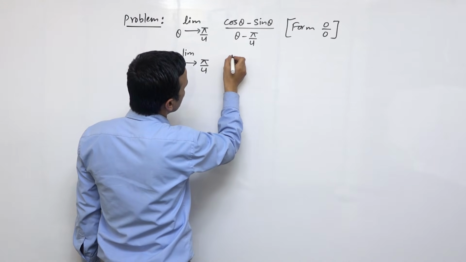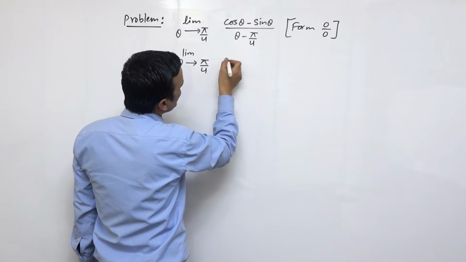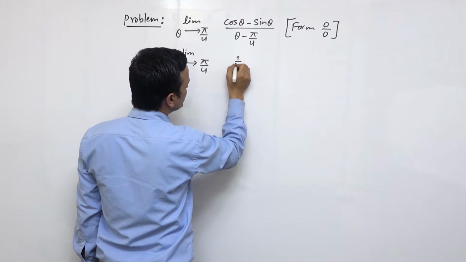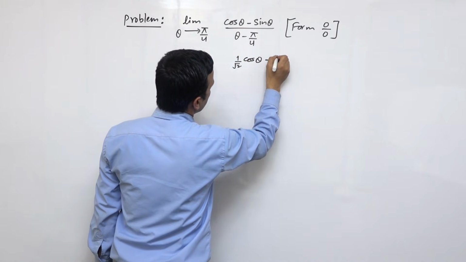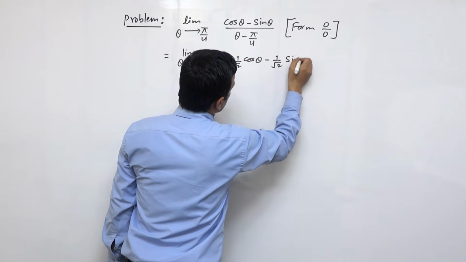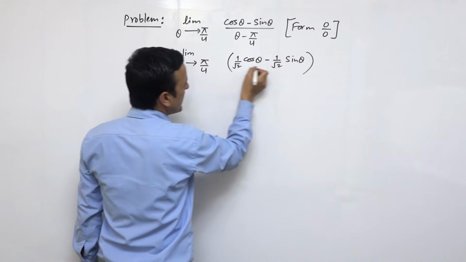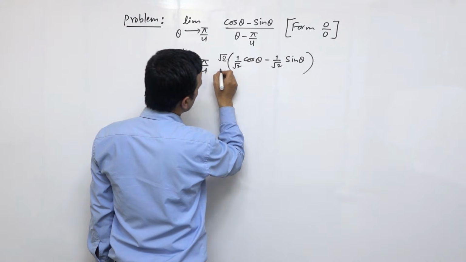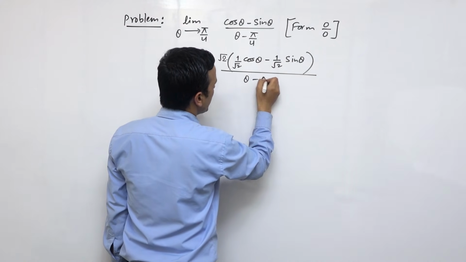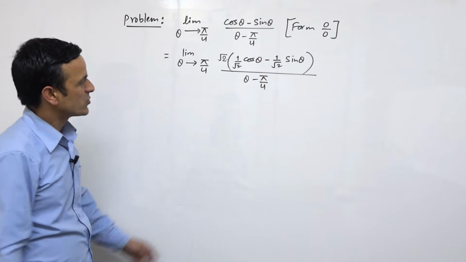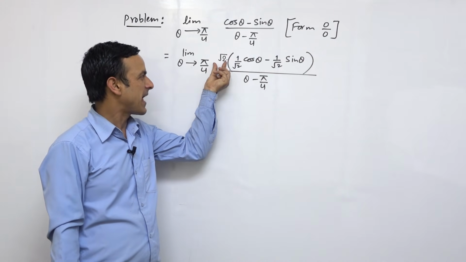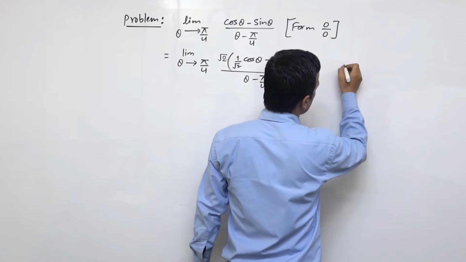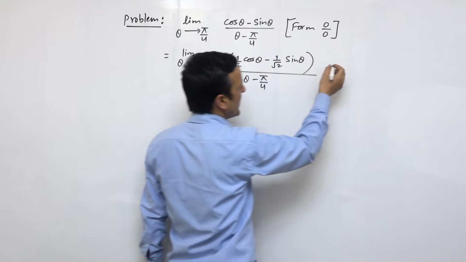So for this we can divide it by 1 upon root 2. 1 plus 1 means it is 1 upon root 2 cos theta minus 1 upon root 2 sin theta. So when we divide by root 2, we can also multiply by root 2, divided by theta minus pi by 4. So in the numerator, we multiply and divide by root 2, dividing both sides by this term.